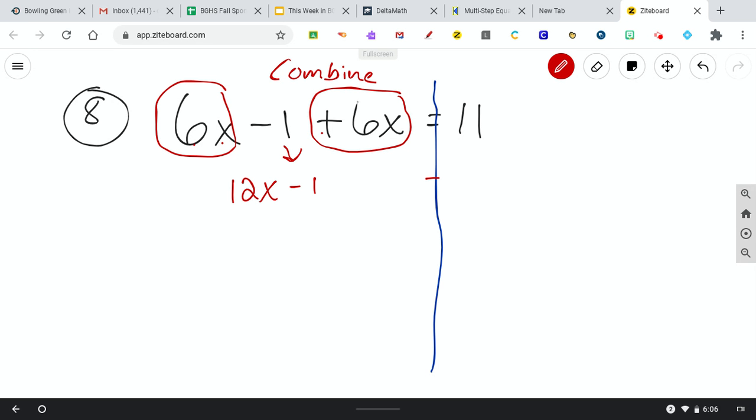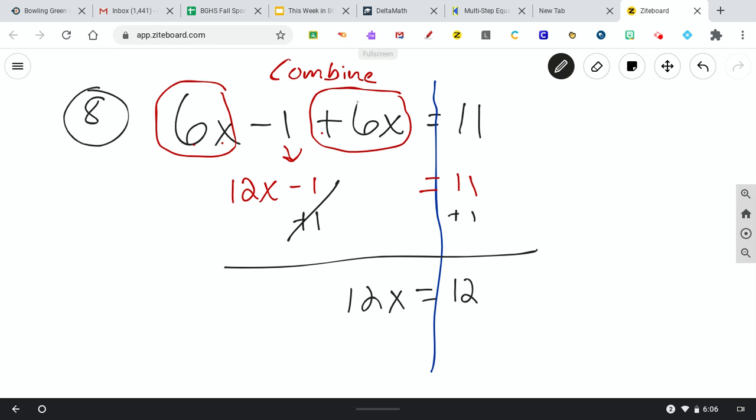Minus 1 equals 11. Now I've got it to where I can do a two-step. Plus 1, plus 1. That cancels. So I got 12x equals 12. And then my last step, divide by 12. Divide by 12. That cancels. I get x equals 1.